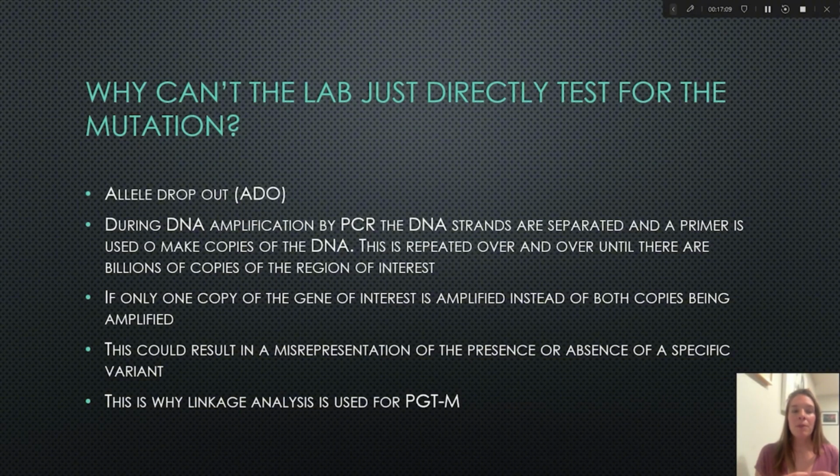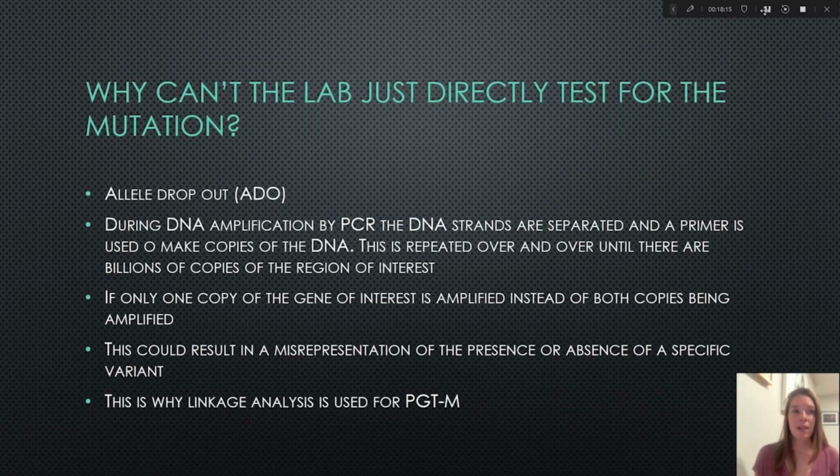The embryo biopsies are just a few cells, so that is a tiny amount of DNA. And that DNA has to be amplified, typically using PCR. With PCR, the DNA strands are separated. A primer is used to make many, many copies of each of the strands of DNA. This is repeated over and over and over. Now, what can happen when you start with such a small sample of DNA is that it's possible that just one copy of the gene is amplified, instead of amplifying both copies of the gene.